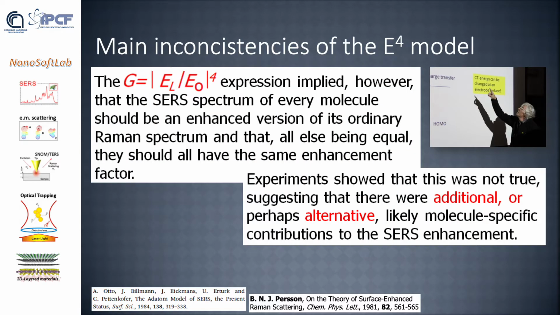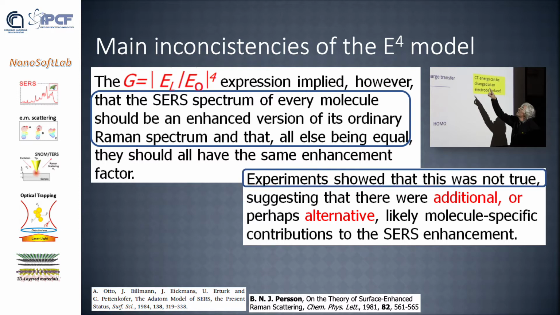The E to the fourth model shown so far has some inconsistencies. The main one is related to the fact that the SERS spectrum of every molecule should be an enhanced version of its ordinary Raman spectrum, and this is not the case as experiments show, suggesting that there are additional and perhaps alternative effects underlying the SERS enhancement.